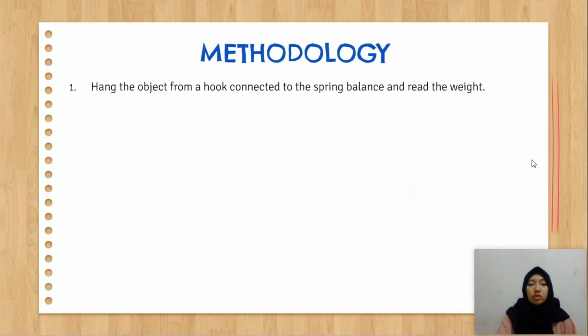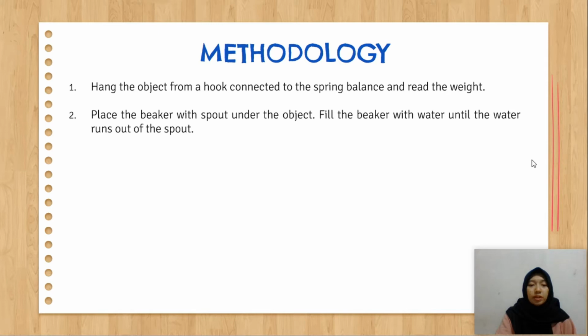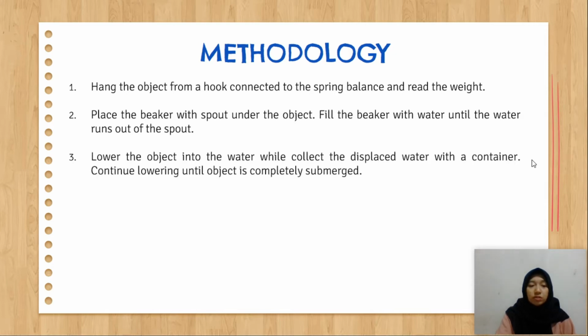For the methodology, first, hang the object from a hook connected to the spring balance and read the weight. Place the beaker with spout under the object. Fill the beaker with water until water runs out of the spout. Lower the object into the water while collecting the displaced water with a container. Continue lowering until the object is completely submerged.